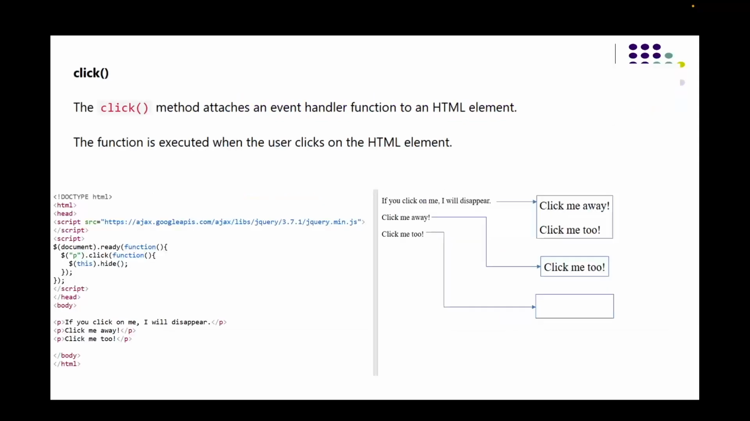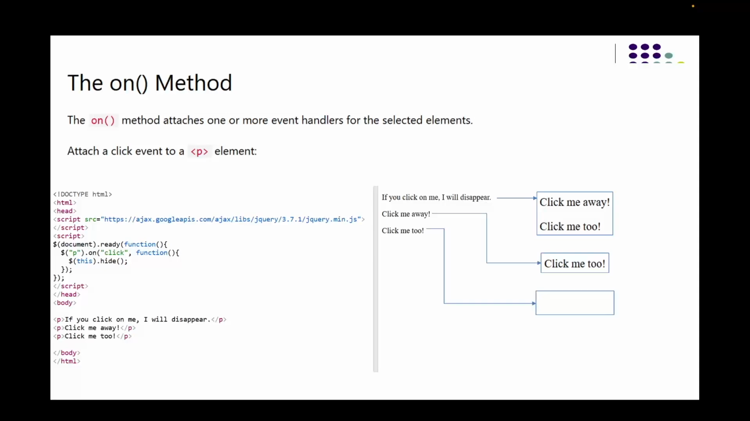First is the click event. So the .click method is the standard way to handle interaction. Here we attach a function to paragraph tags. When a user clicks a paragraph, that specific paragraph hides itself. And next is the on method. You can also use the .on method. So this is more versatile and is preferred in modern jQuery because it allows you to attach one or more event handlers to your selected elements easily.